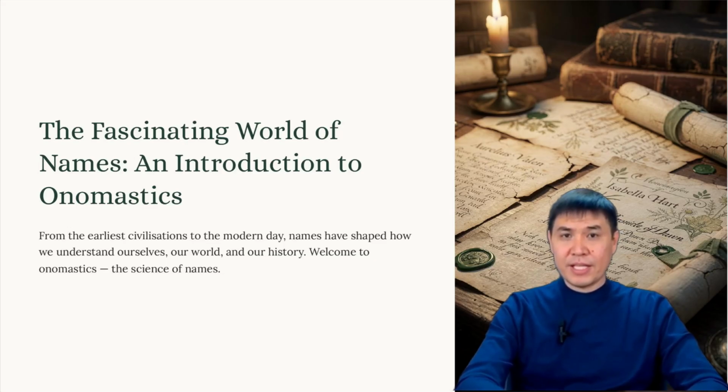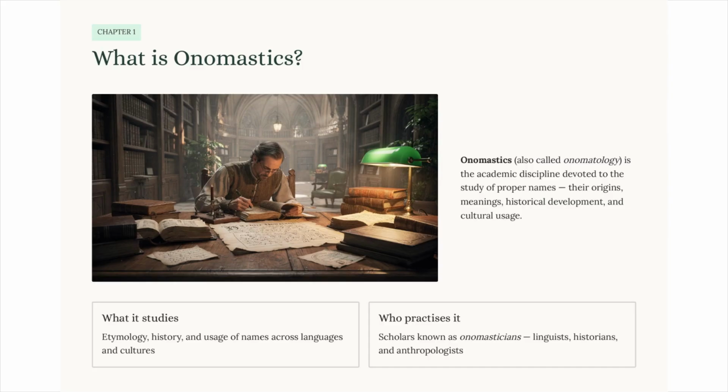From ancient civilizations to modern societies, names have always played an important role in human life. They help us identify people, describe places, preserve memory, and express culture. Names are much more than simple labels. They carry history, meaning, and identity. In this presentation, we will look at what onomastics is, how it developed over time, and what major branches it includes. By the end, you will see that the study of names opens a deeper understanding of language, culture, and society. Let us begin with the definition.